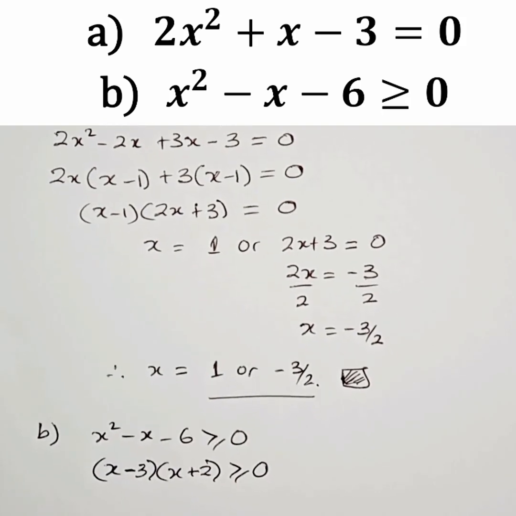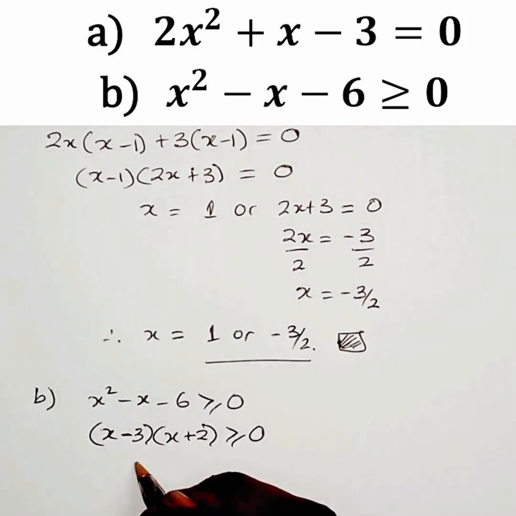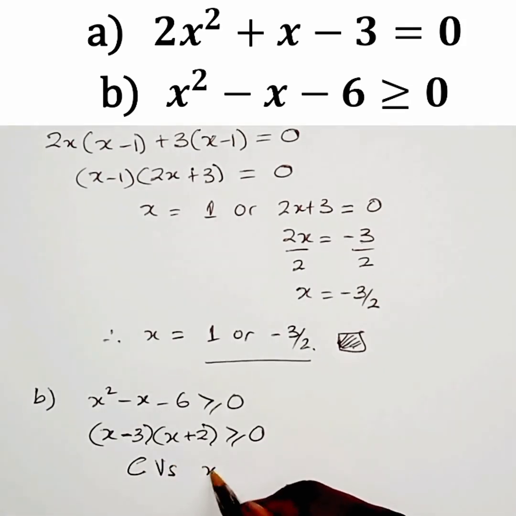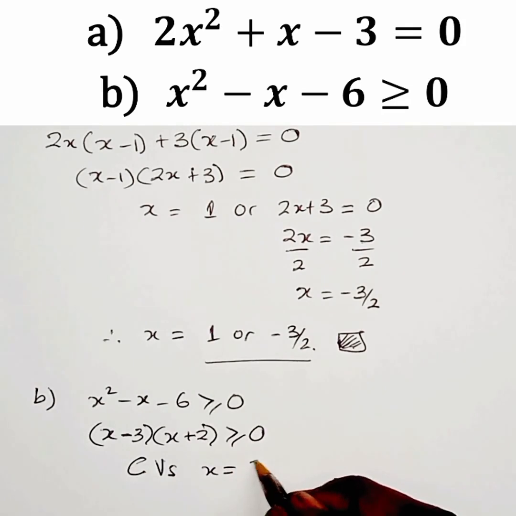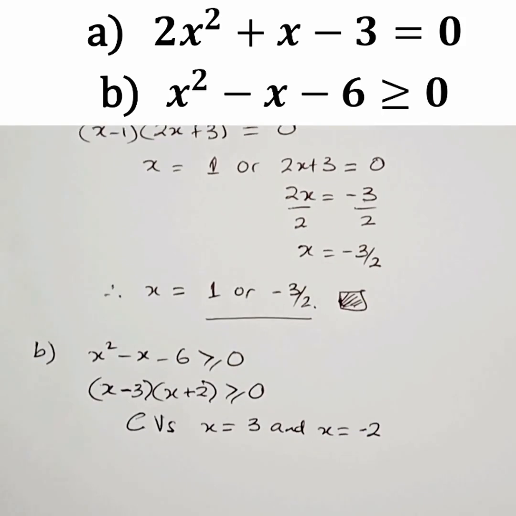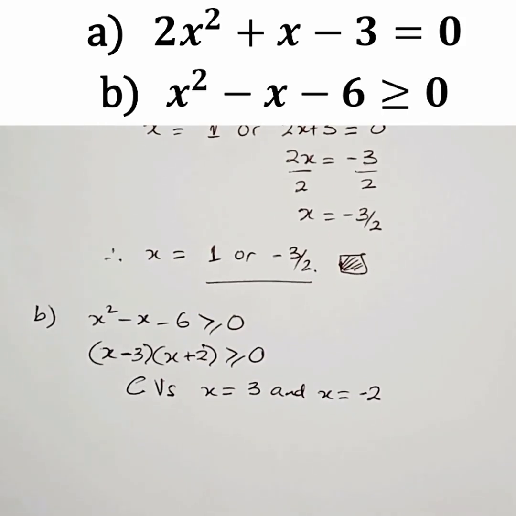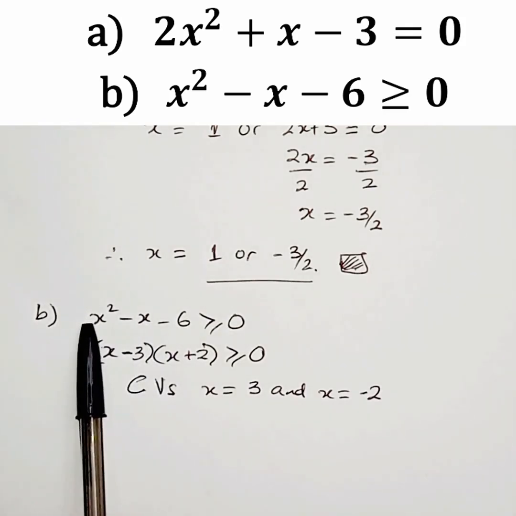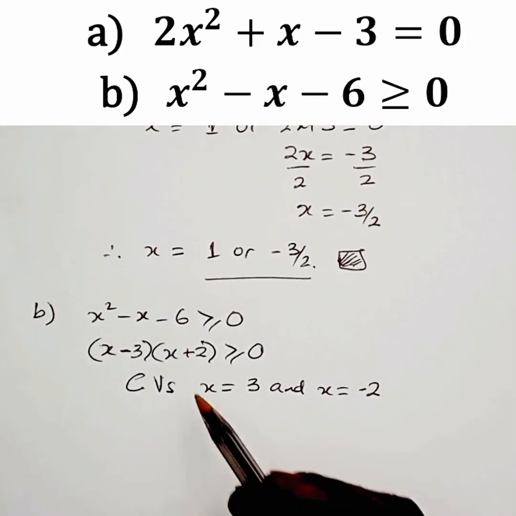So we have our critical values. I will just abbreviate them. I'll call them CVs. And these are x is equal to 3 and x is equal to minus 2. Now we are going to just sketch the graph of that function here. You realize our value of a here is greater than 0, so our graph is concave up.